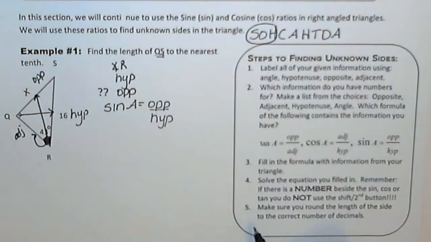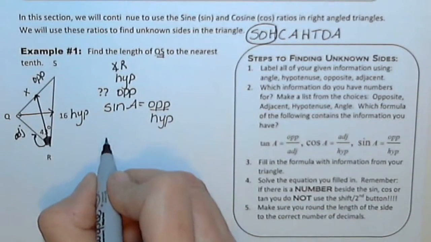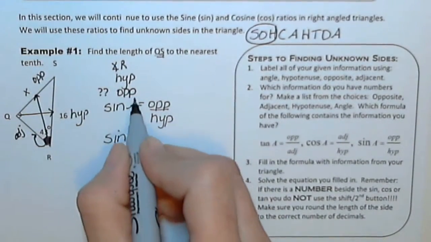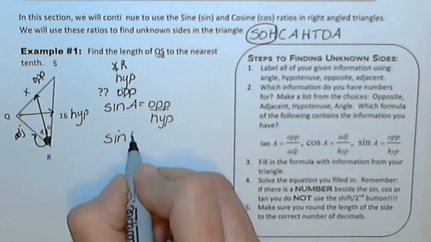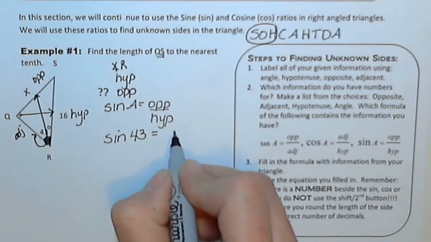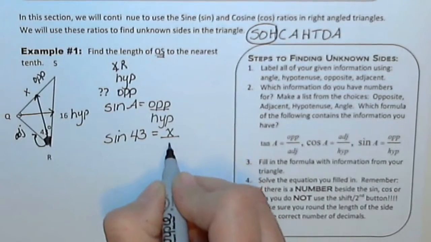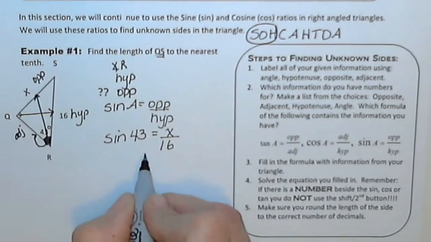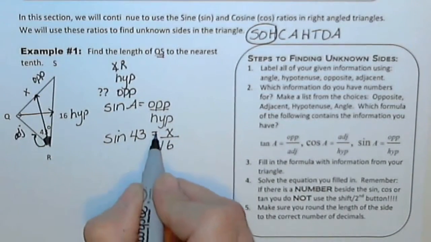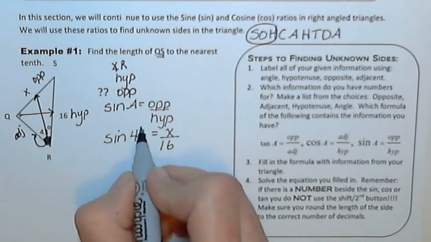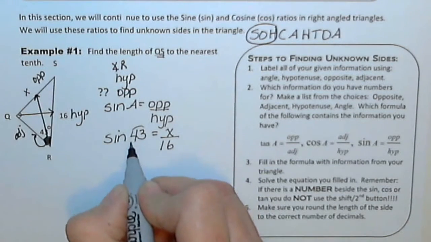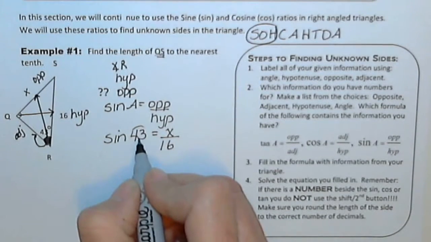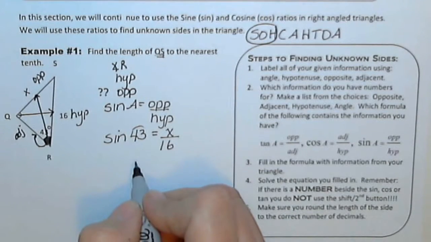Step number 3, let's fill in the formula with the information from our triangle. In this case, we know the size of our angle, and angle R is 43 degrees, so that's going to go right here. The opposite we don't know is called x, and the hypotenuse we do know is called 16. Now our next job is to figure out what to do to this sine of 43. You need to remember that if you have a letter here, you're going to use your second or your shift button with sine. But if you have a number here, you're just going to go sine of 43 without the shift button.